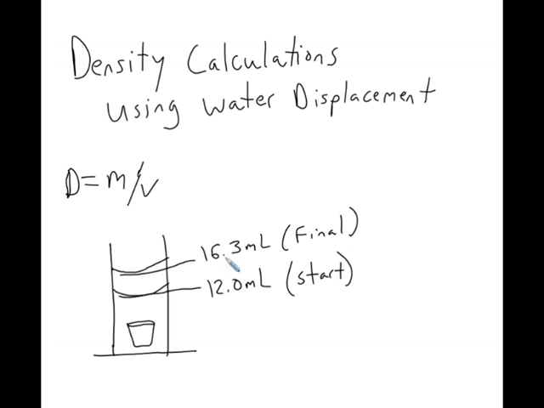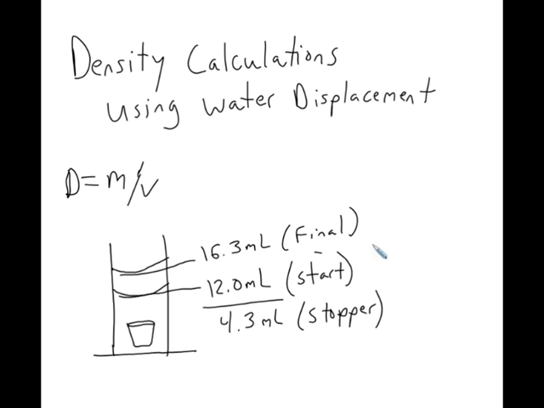A lot of you are saying, oh wow, the final volume is 16.3, and plugging that number into the formula up here. But remember, 12 of that is water, so we're only worried about the rubber stopper. We need to subtract what we started with from what we ended with. So 16.3 minus 12 gives us a volume of 4.3 milliliters for the stopper, and that's what we wanted.